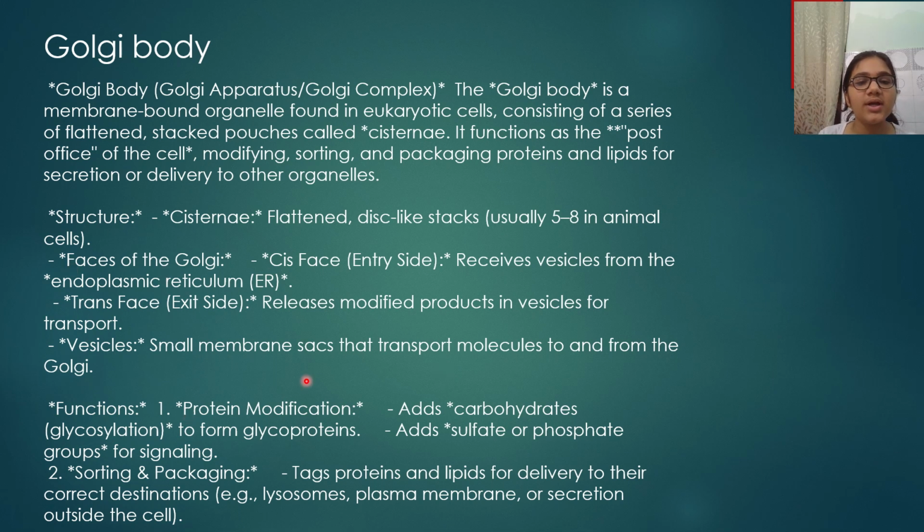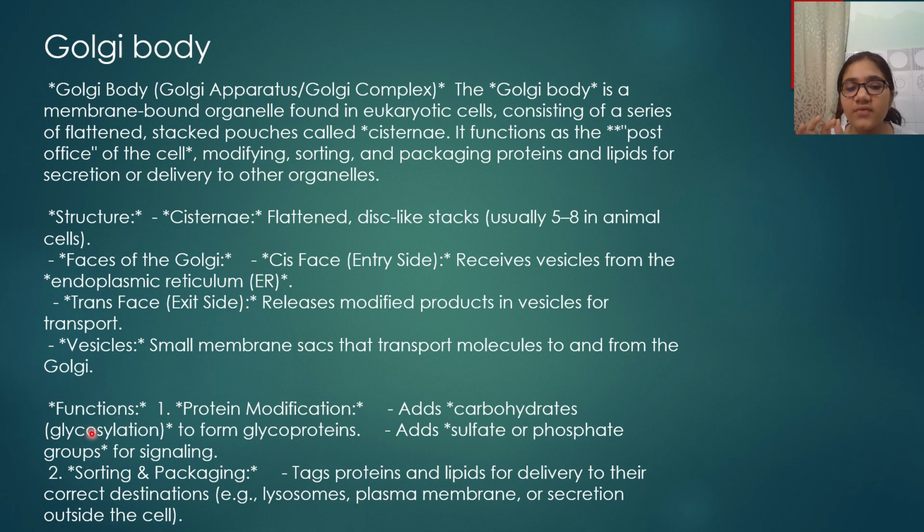Faces of the Golgi body, it contains two faces. They are the cis face and the trans face. Cis face means entry side, where the entry happens. Cis face is the entry side, receives the vesicles from the endoplasmic reticulum, and the trans face is the exit side. Means it releases the modified products in the vesicle for transport. Now what are the vesicles? Small membrane sacs that transport the molecules to and from the Golgi. They take from the Golgi and exit.